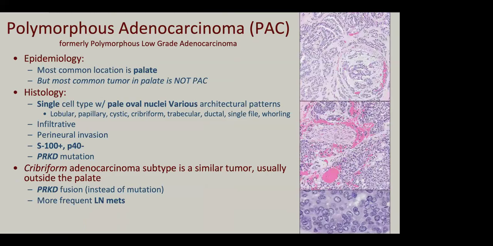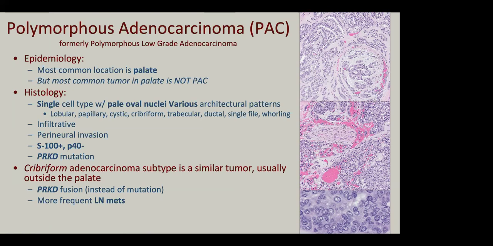Polymorphous adenocarcinoma used to be called polymorphous low grade, but we now realize that not all of them are actually low grade. So we removed the low grade from the name and we now grade it by mitoses, necrosis, pleomorphism, etc. The most common location of polymorphous is thought to be the palate, but the most common tumor in the palate is not polymorphous. You're still dealing with things like pleomorphic adenoma and adenoid cystic.